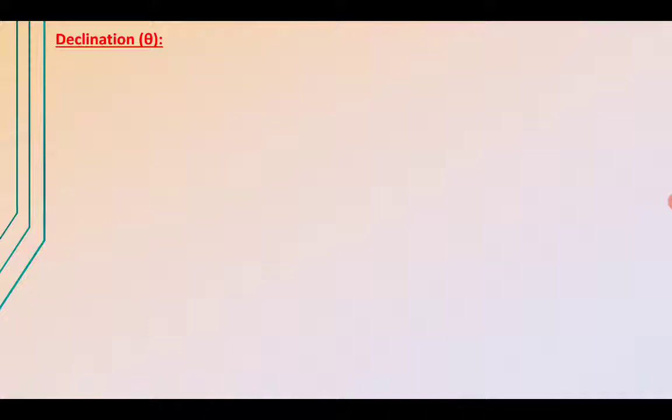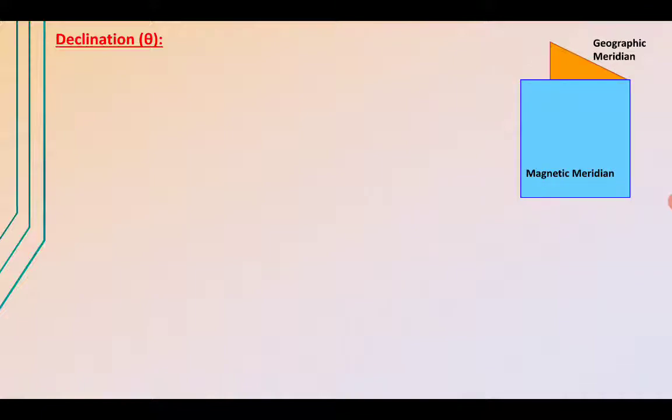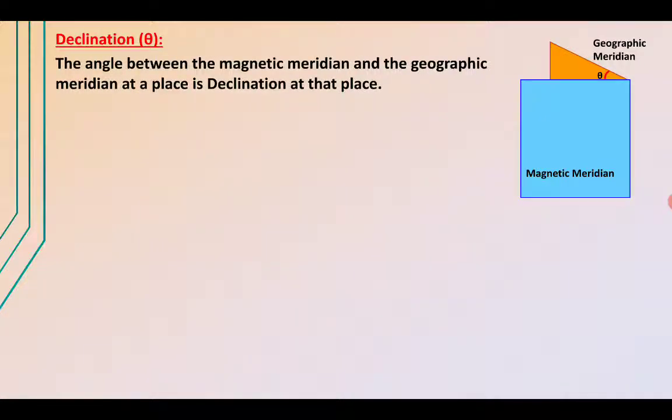Now, what is this declination? This is basically the angle between the geographical meridian and the magnetic meridian. Here in this figure we have the geographical meridian, and here we have the magnetic meridian, and the angle between these two meridians is known as the declination, that is the angle of declination. Now this magnetic declination arises because the magnetic axis of Earth does not coincide with its geographic axis, and it varies from place to place.